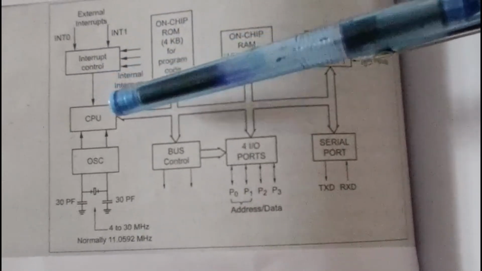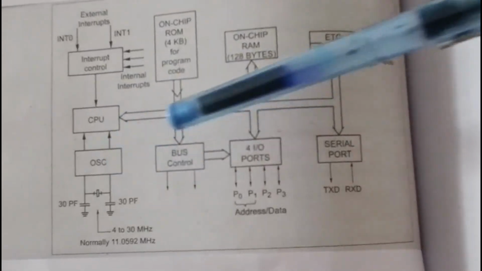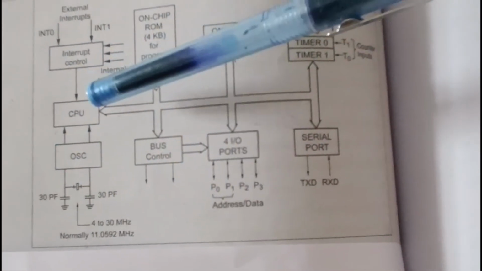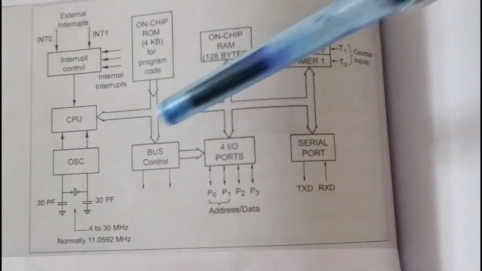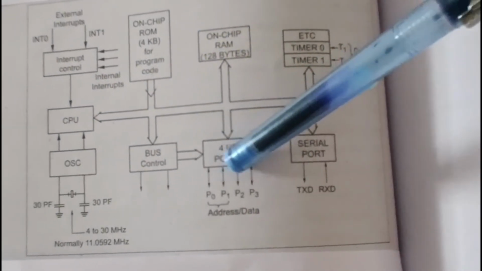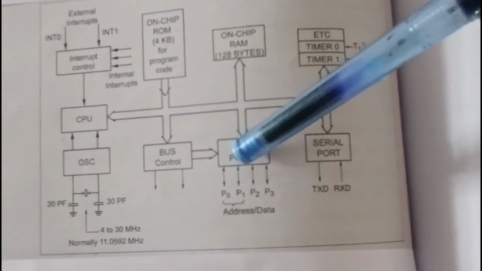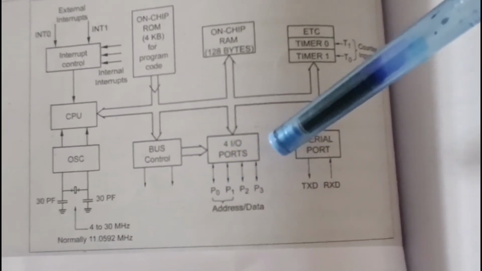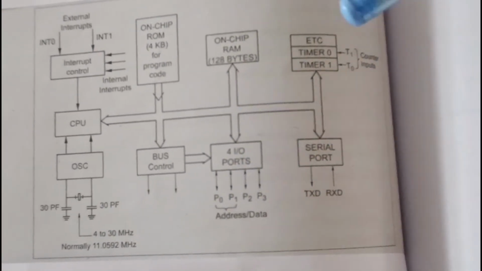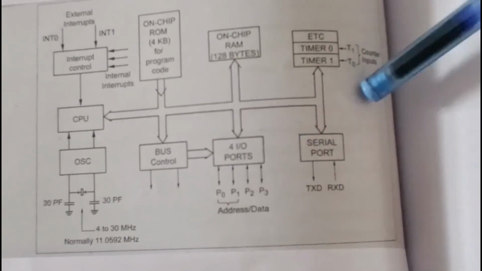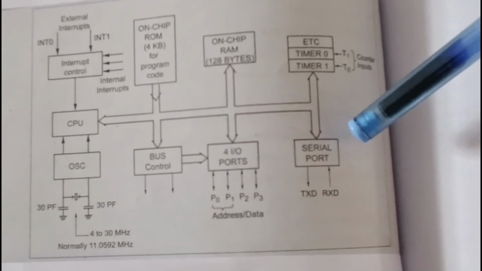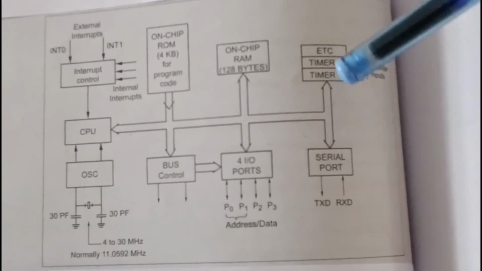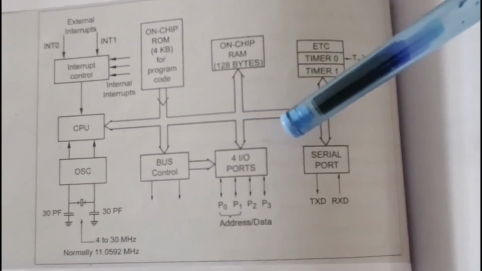In the control section we have the CPU, oscillator and bus control, which is used to control the program which you enter in the microcontroller. As well as that, in the microcontroller we have 4 input output ports P0, P1, P2, P3, which are used for giving the input and output connections, and the serial port is used to give serial input and get serial output. So this is the basic architecture of the microcontroller.